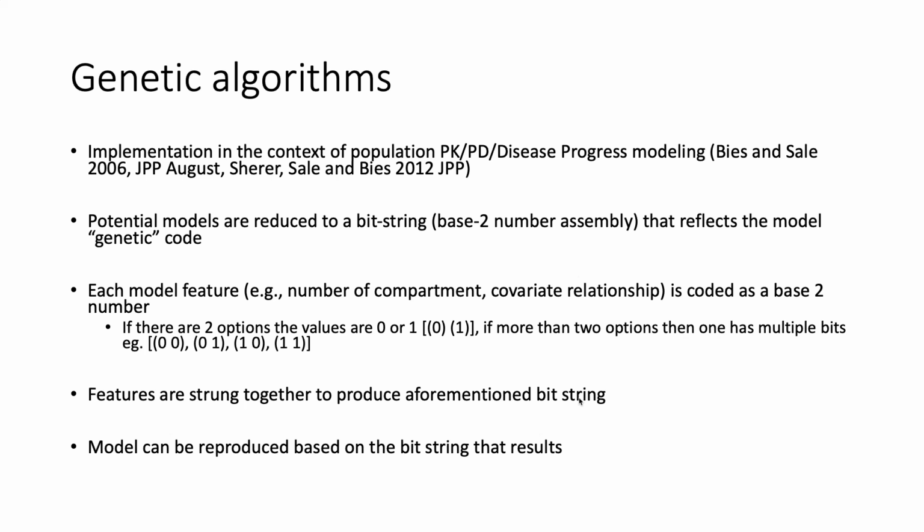These features are strung together to form a bit string, which is effectively the chromosome of the model. It's a series of genetic features. The model can be reproduced on the basis of the bit strings that result. So you have a bit string, and then you can translate that back to model features.